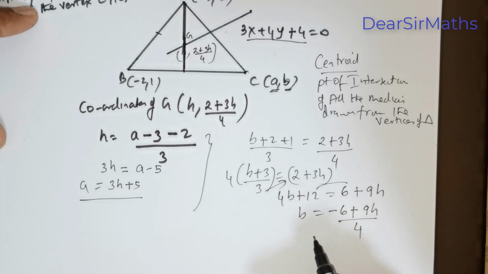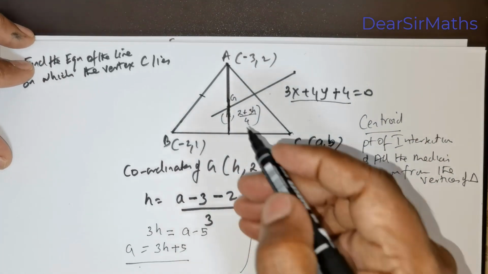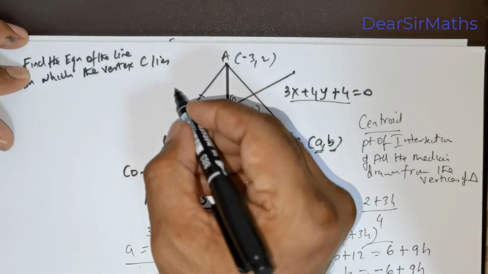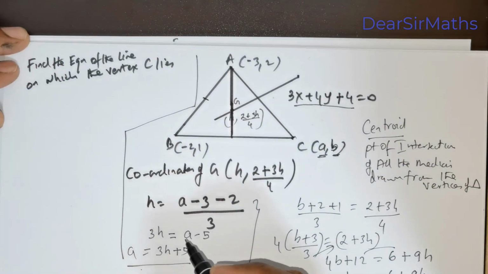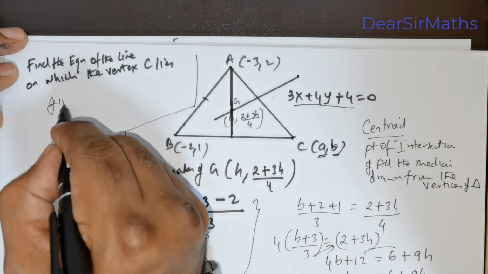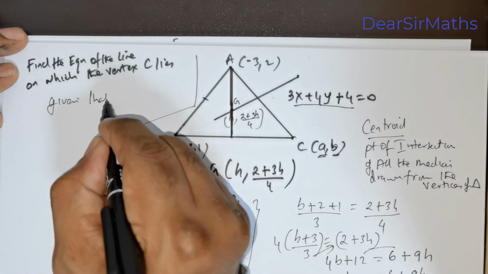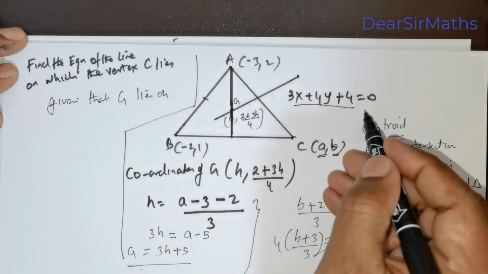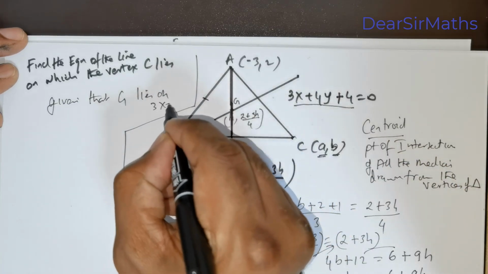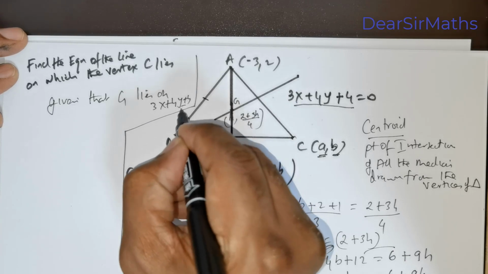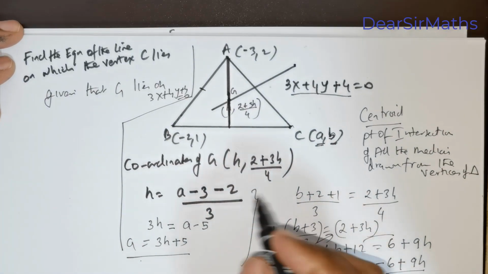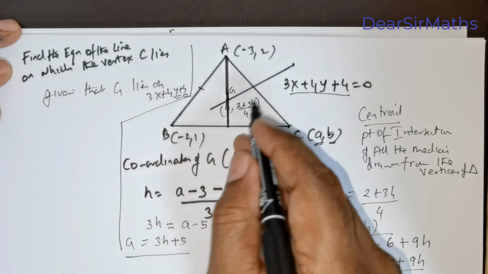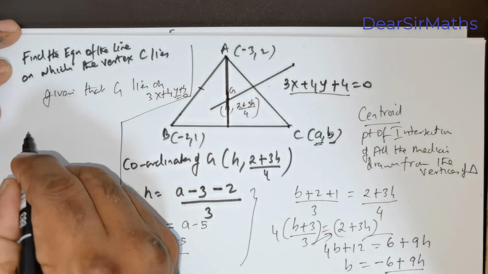So this is my value for b, this is my value for a. Now clearly you can see from the question, let me draw this line. What is given? Given that G lies on this line, 3x + 4y + 4 = 0. So that would mean you substitute these coordinates in this line.